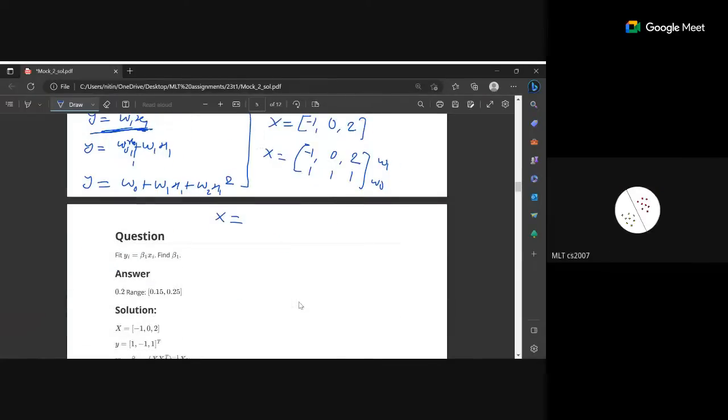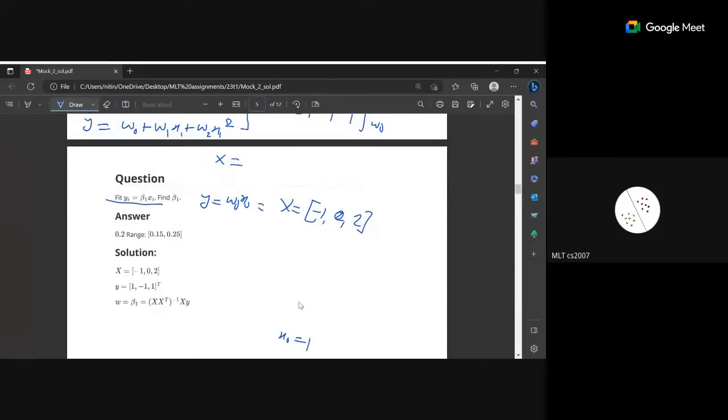Okay. So what about this part? We have already discussed this. This is formed by y equal to W0 x0. So in this case, you will choose X as that, -1, 0, 2, right? And y is already given to you. And you can apply X transpose X inverse X transpose y, right?